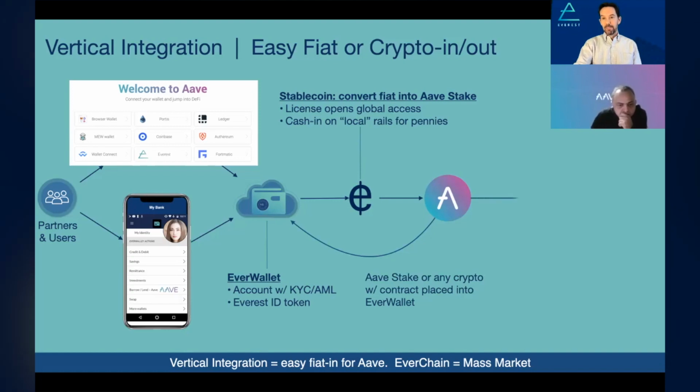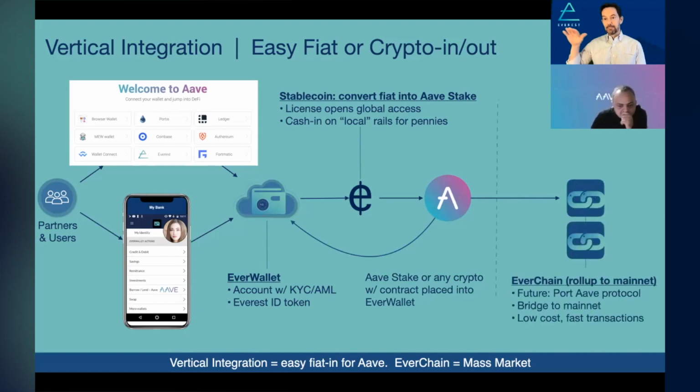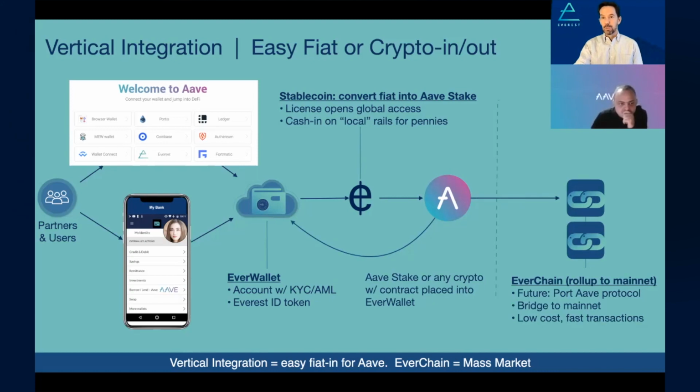We then take that fiat, we wrap it in our stablecoin and then turn that into AAVE stake. And that AAVE stake we put right back into the wallet. So it's, if you will, seamless end to end. Now, the future piece that we're looking at is porting the AAVE protocol onto our L2 ledger. Plus it connects to our bridge to mainnet, and then we're at 5-second transactions for pennies. It's incredibly fast.